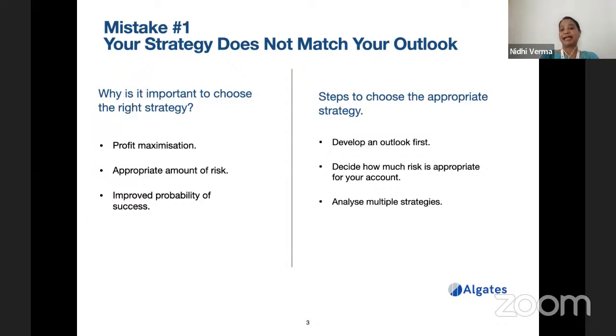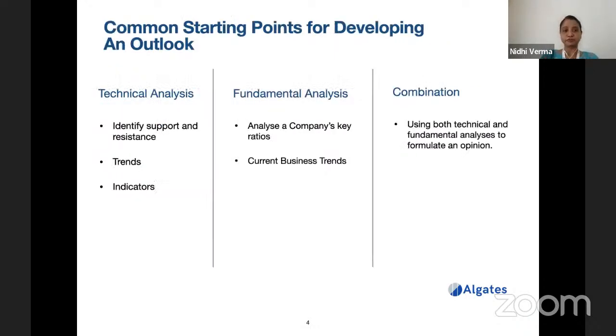And then you analyze multiple strategies. Suppose you are bullish on the stock, then of course that time only you have to eliminate all the strategies which are bearish strategies. So then you are left with only strategies which are, say, bullish or neutral. So then after that you have to decide which one will suit you. So you have to analyze multiple strategies based on your outlook, and then you have to ultimately choose one based on your style and based on the risk which you are going to take.